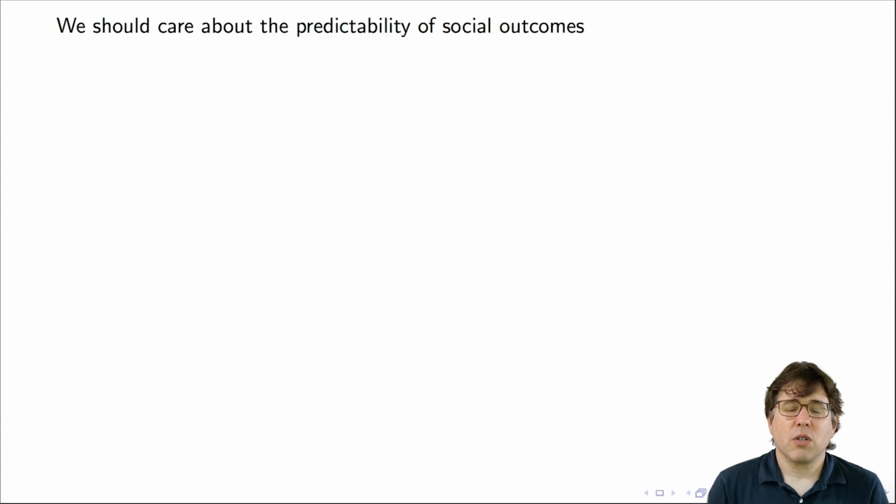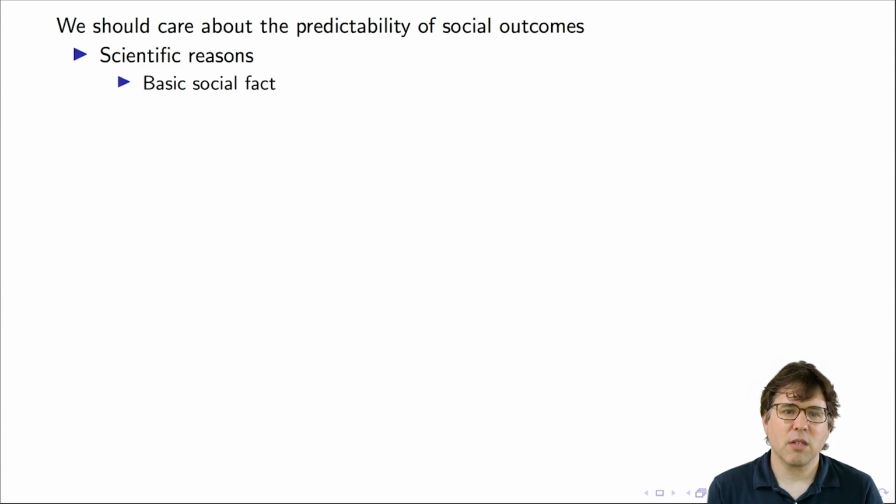So generally, social scientists don't care about predictability of social outcomes, but I think they should, and they should for scientific reasons. So first, predictability of life trajectories is a basic social fact. If I can tell you everything about someone's life based on the conditions of their birth, that tells you something about the society that that person is living in. And so these questions about predictability are an important indicator of societies, and they vary across countries and over time. So it's a basic social fact that we should understand.